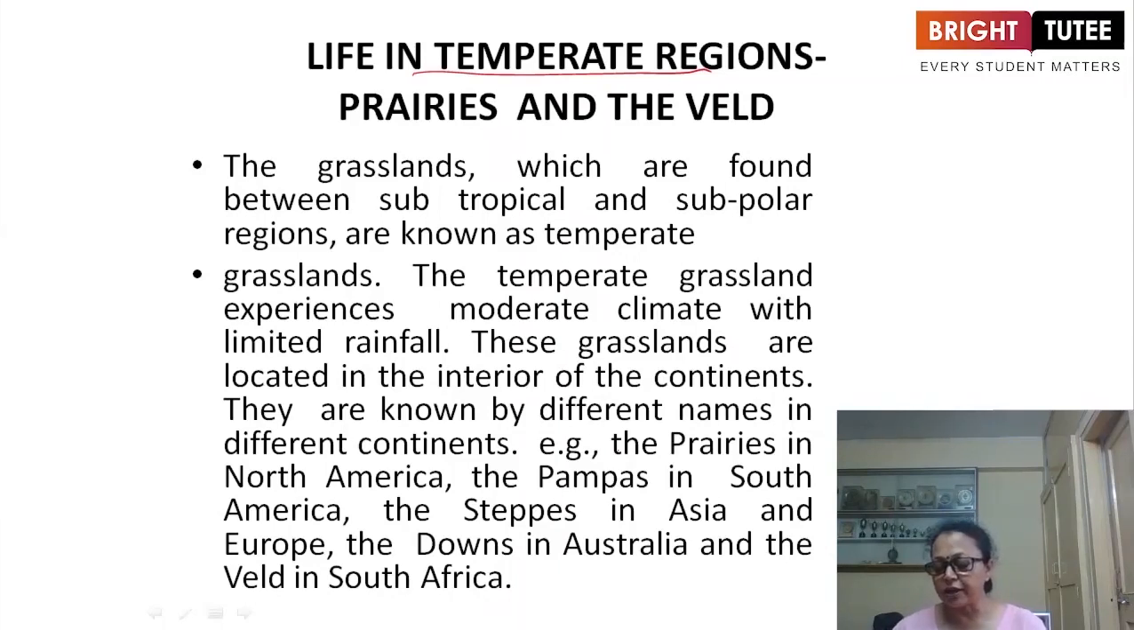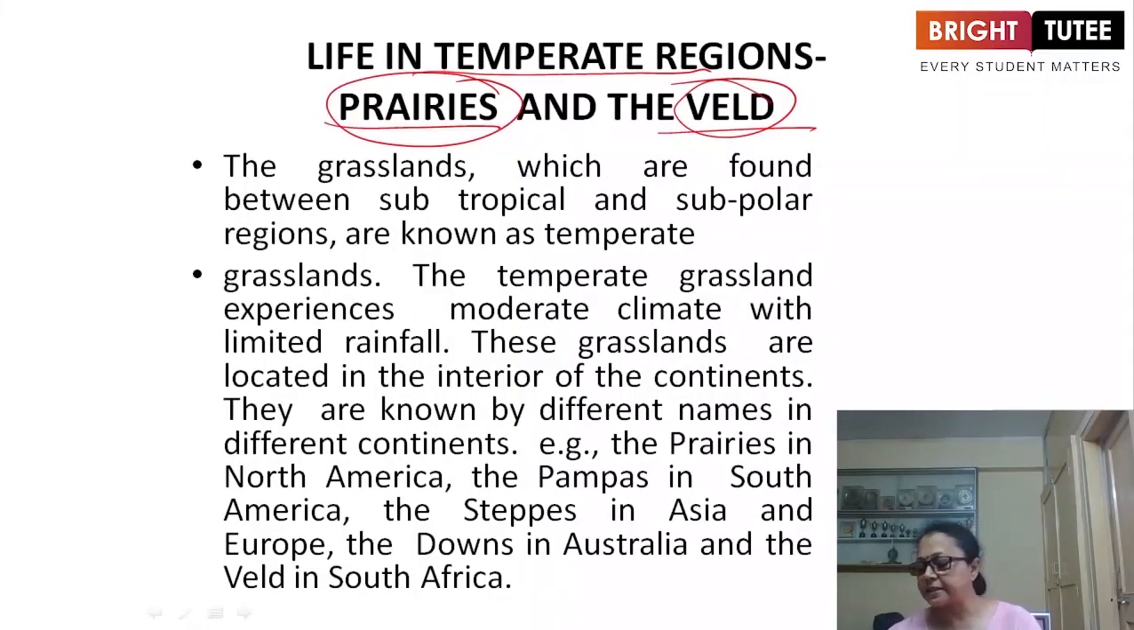So here, in this context, there are two: one is the prairies, another is the plains. These two types of grasslands are actually the grasslands of the world. Coming to discuss what type of grasses are grown in these areas and why these areas are not suitable or fit for the growth of big trees. The grasslands which are found between subtropical and subpolar regions.